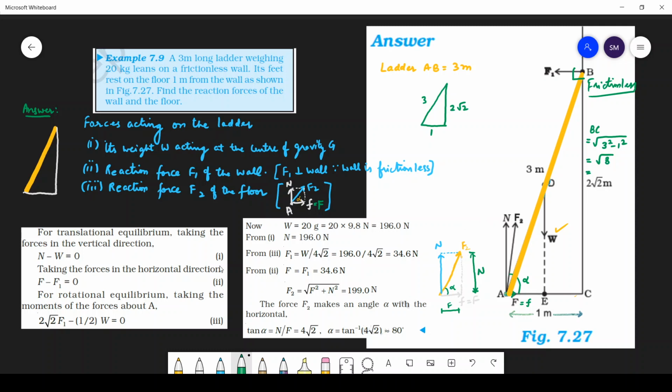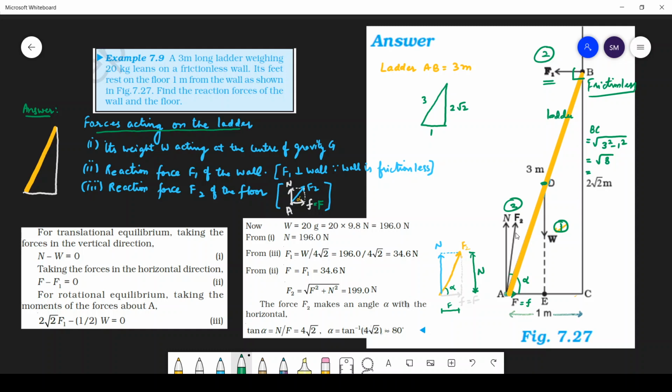That's the condition. Now tell me the forces acting on the ladder. The first force is the weight, which acts at the center of gravity. The second force is the reaction force due to the wall, which I told you is perpendicular. When the ladder applies force on the wall, the wall also applies a reaction force. And the third is the reaction force F2 of the floor.